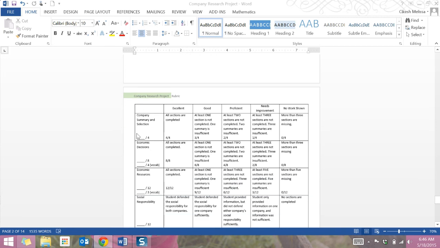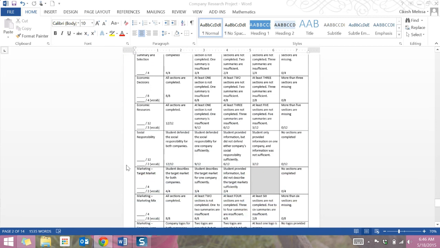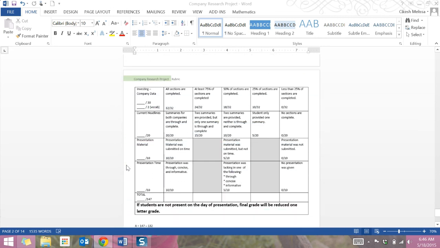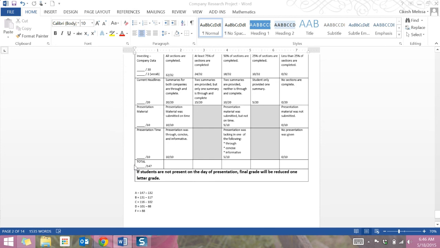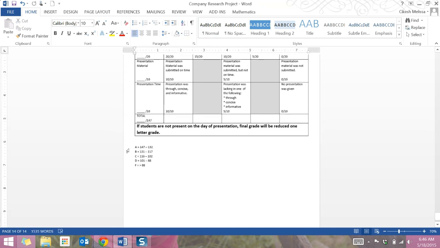And then the last 2 pages is going to be your rubric. This will give you exactly what I will use to grade your project. This project is going to be worth 147 points altogether, and it also gives you a breakdown of what you need to get for each grade. So you can figure out what you need to get for your final grade.